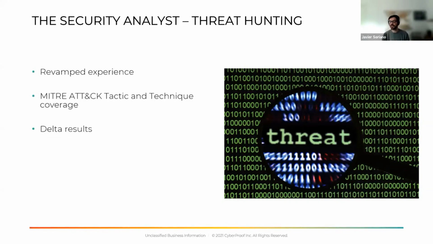Also, we have one feature called delta results. This allows me to see the trend when I run a query. Did I see more results than the last time I executed this query? Do I see fewer results? Is there a trend in here that I should be worried about? So this is also very important.